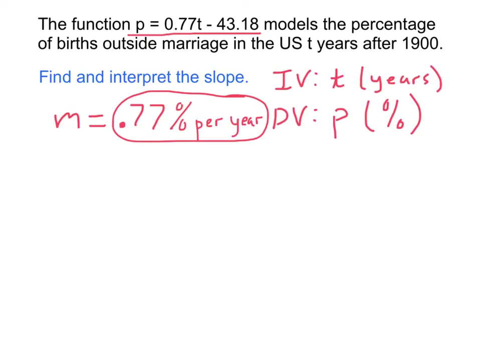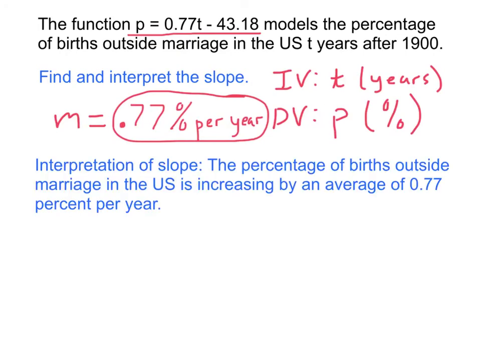Now let's interpret this. First of all, this slope is positive. So that shows that the percentage of births outside of marriage is increasing. And the amount that it's increasing by is 0.77% per year. So when we put this together, we can find our interpretation of the slope, which is that the percentage of births outside marriage in the U.S. is increasing by an average of 0.77% per year.